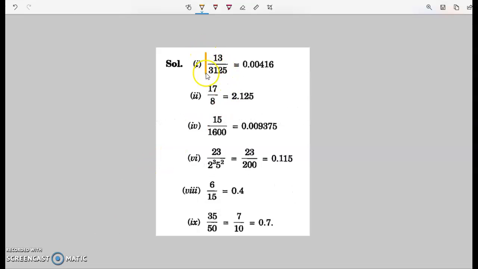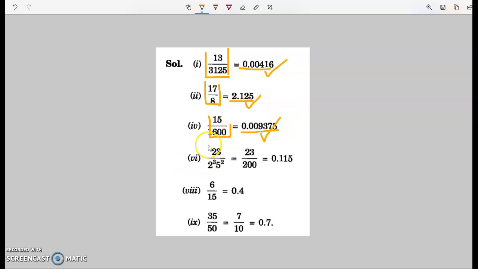13 by 3125 can be written as 0.00416. This is a terminating decimal expansion. 17 by 8 can be written as 2.125. This is also a terminating decimal expansion. 15 by 1600 can be written as 0.009375, which is also a terminating decimal expansion.